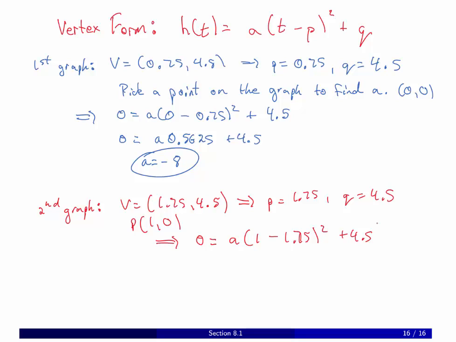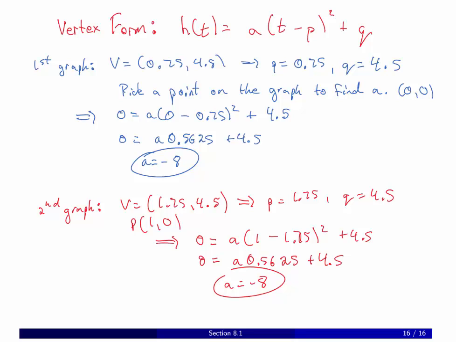1 minus 1.75 squared is the exact same thing as up at the top, as you'd expect. Okay, a will be the same because a actually defines the width of the opening, which should be the same thing. So here a comes out to be negative 8 once again. The only thing that changes is the vertex.